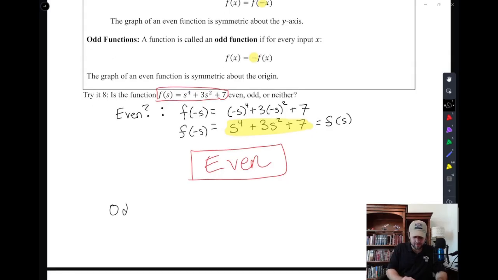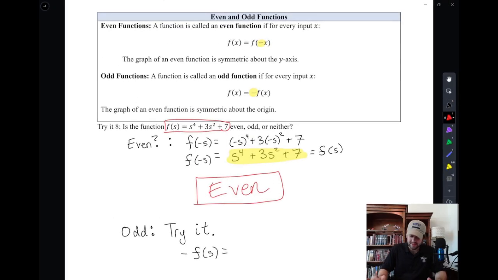If you check for odd, you'll see that it can't be even and odd. If you try to plug in, you would check f of s and put a negative in front of it and see what happens when you distribute that negative sign across all the terms. And because it's even, from this definition, we know that it's symmetric about the y-axis.